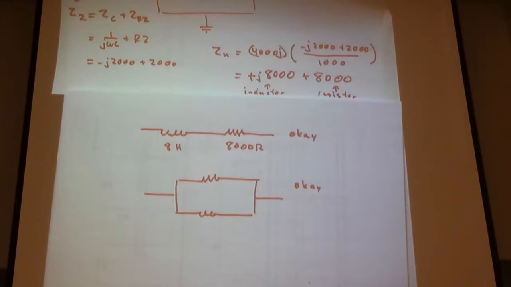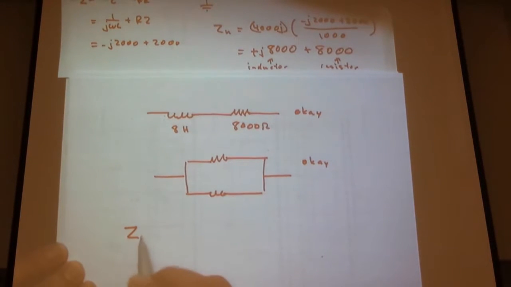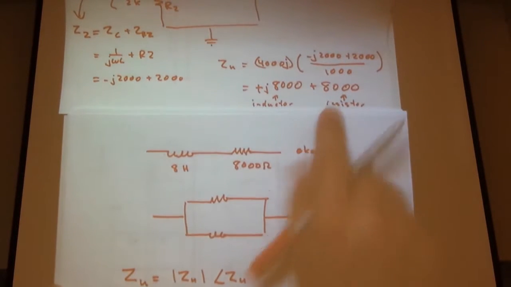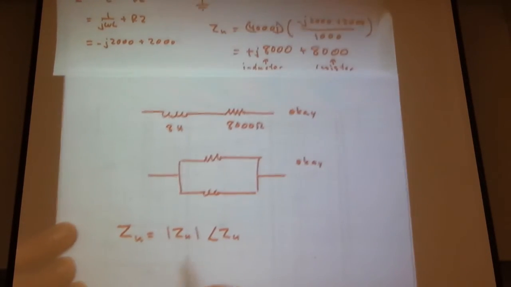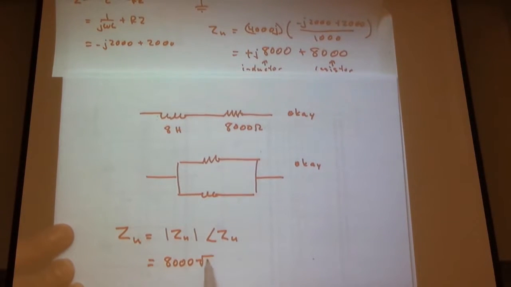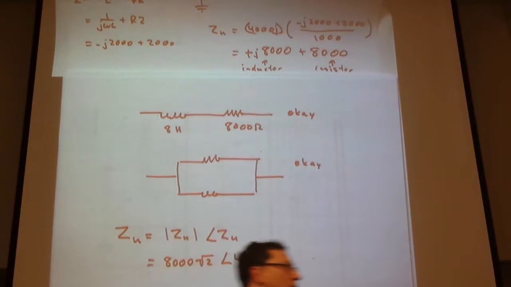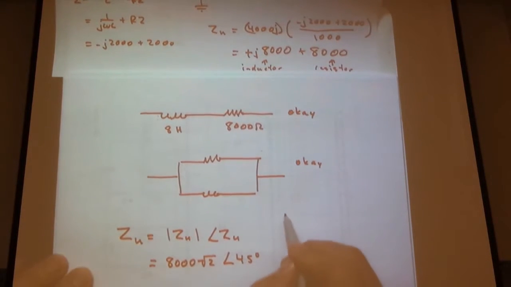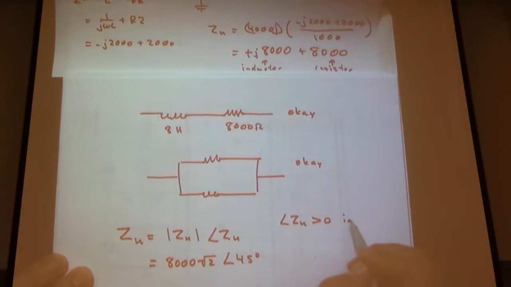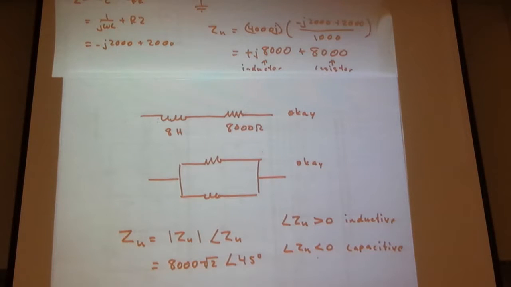One of the things we haven't written a lot of, but we can write, is Z, magnitude of Z, angle of Z. In this case, our magnitude was 8,000 square root of 2, angle 45, or pi over 4 if you prefer. Anytime an impedance has a positive angle, that means it's inductive. So if angle of Z is greater than 0, inductive. On the other hand, if angle of Z is less than 0, capacitive. And that's something worth having in your notes.